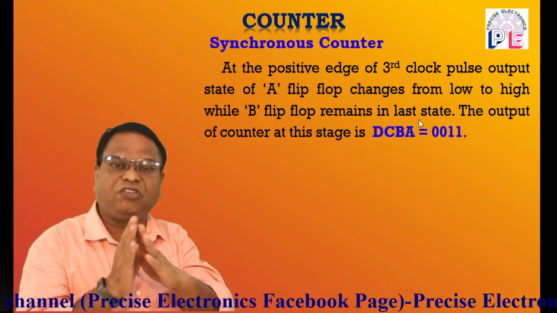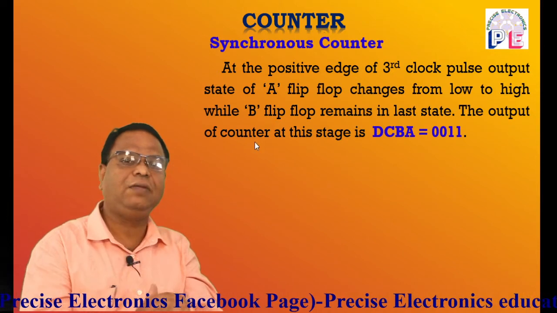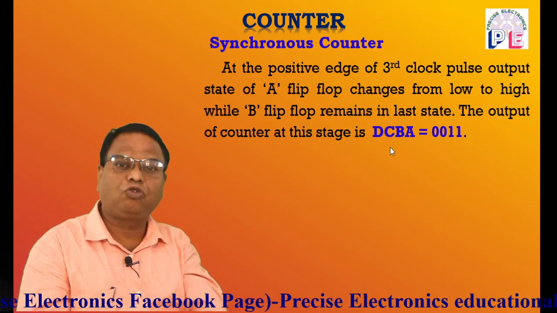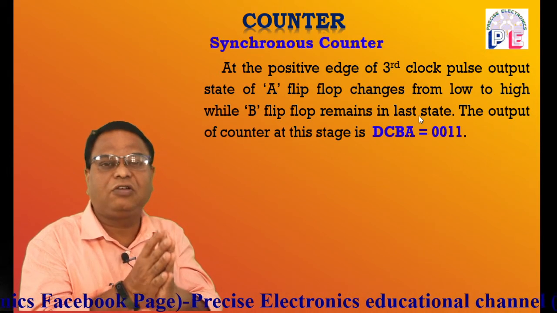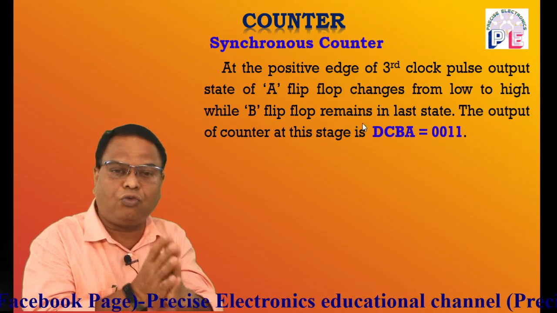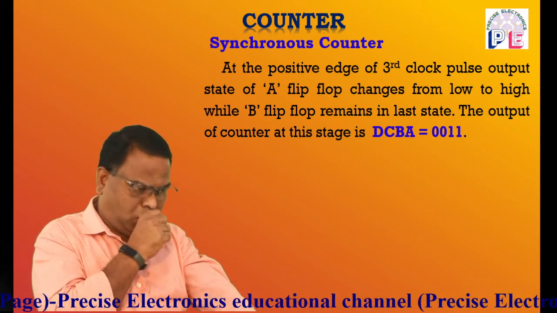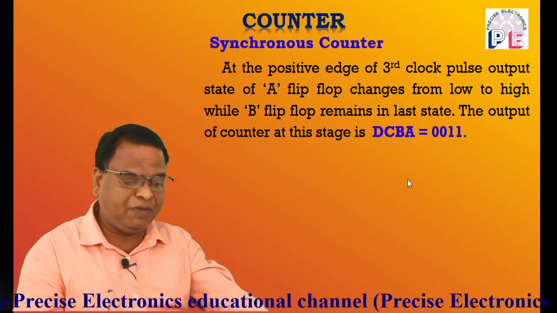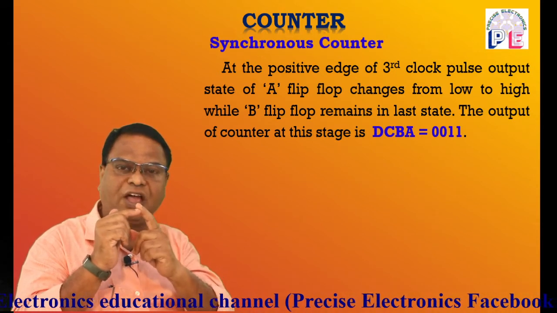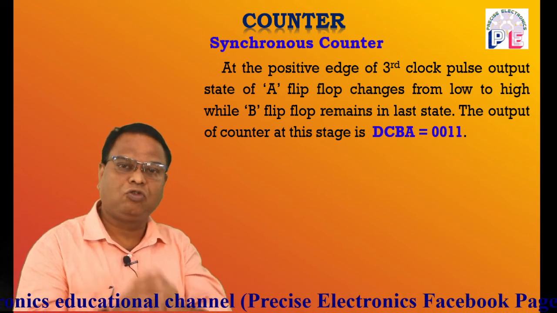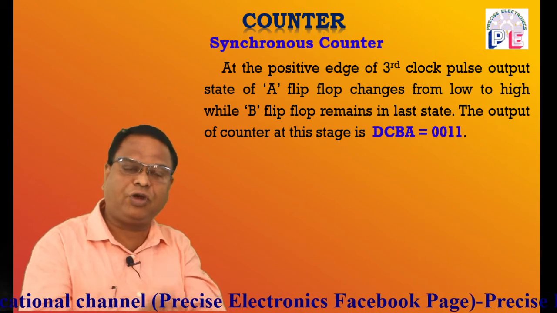A flip-flop changes its state from 0 to 1, B remains as it is, C and D also remain in last state. So output of counter at the end of the third pulse is 0, 0, 1, 1. Now, as A and B flip-flops are in set mode, output of A flip-flop is high, output of B flip-flop is also high. So the output of counter at the third clock pulse is 0, 0, 1, 1.